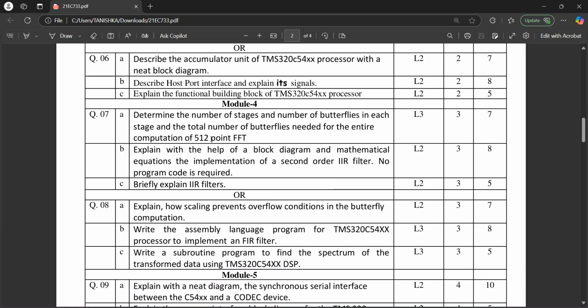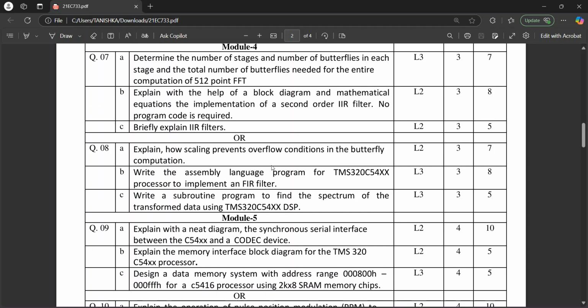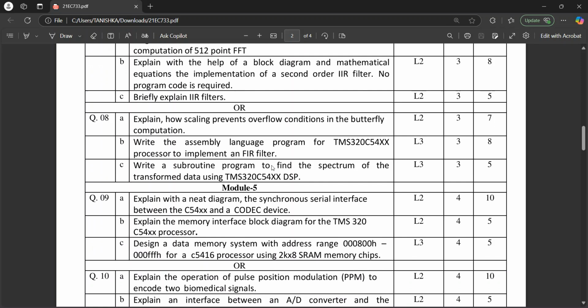In module 4, determine the number of stages and number of butterflies in each stage and total number of butterflies needed for the entire computation of 512 point FFT. Then explain the block diagram and mathematical equations, the implementation of a second order IIR filter. No program is required, and briefly explain IIR filters. Explain how scaling prevents overflow conditions in the butterfly computation.